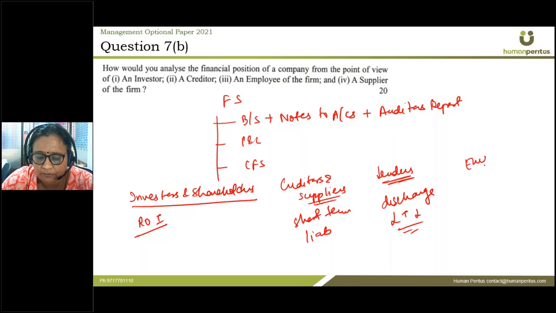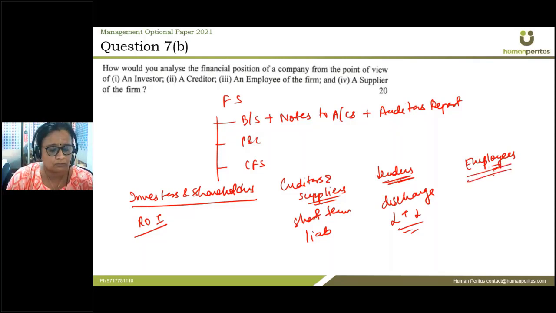Coming to employees, because they are the employees of the company, they must be interested in knowing the profitability or whether the company has a growth perspective, and accordingly, also they must be knowing where the company stands in comparison to its competitors, right? Okay.